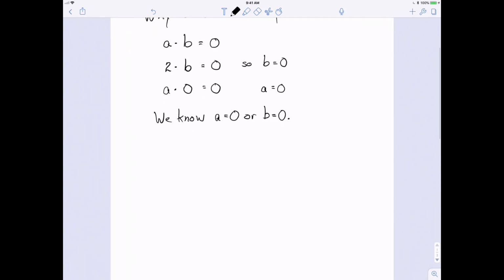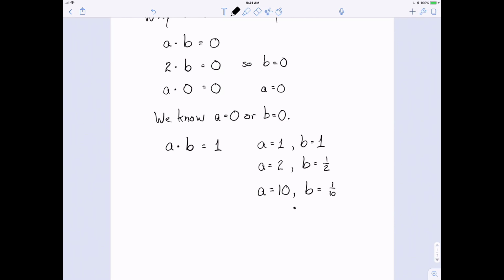Now, so then you say, all right, what happens though if we have a times b is something other than 0? For example, maybe it's just 1. All right, well then what if I told you that a is 1? Well, then b would be 1. What if a was 2? Well, then b would be 1/2. What if a is 10? Well, then b would be 1/10.